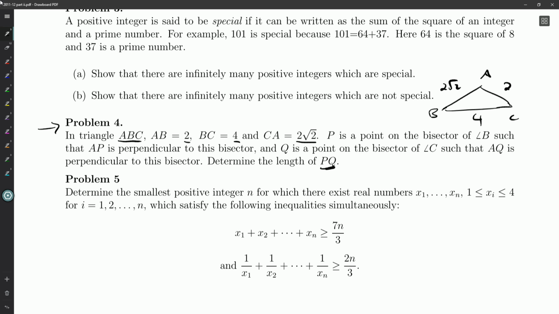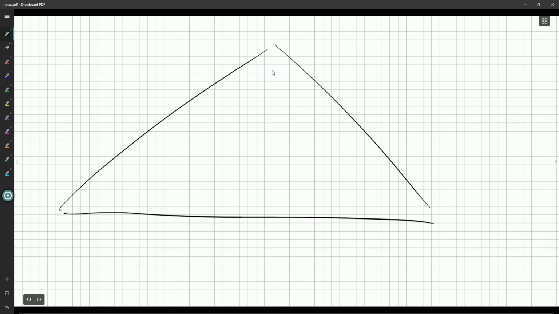All right, let's draw a big version of this triangle here. Oops. I lost focus there. There we go. So let's get a big version of this triangle here. All right, so we'll keep A, B, C here. This is the 4, this is the 2 root 2, this is the 2.